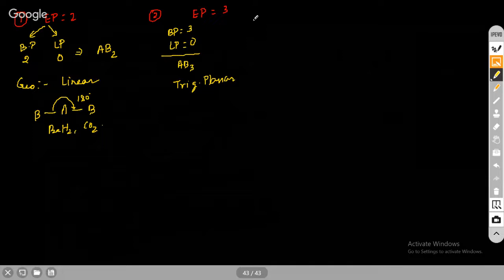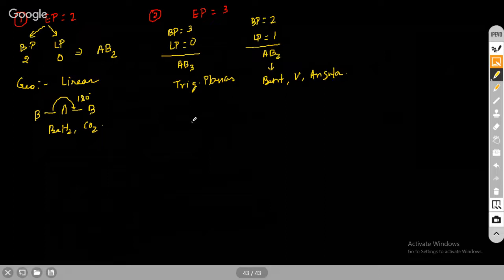Another possibility is what? We have 2 bond pairs and 1 lone pair. The type of the molecule will be AB2 type because the number of bond pairs is 2 only, so AB2 type molecule, right? In this case, the shape of the molecule will be bent shape or V shape or angular shape, anything you can say.